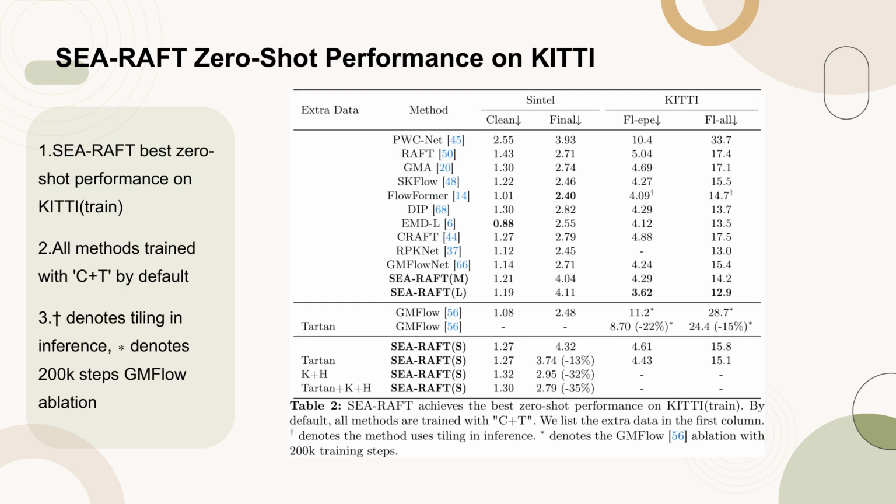Table 2 highlights SEA-RAFT's superior zero-shot performance on the KITTI training dataset. All methods are standardized with C+T training by default, with additional data noted in the first column. The symbols and asterisk operator indicate methods that use tiling during inference, and a 200K step ablation of GMFlow, respectively. This table underscores SEA-RAFT's effectiveness in achieving top results without the need for extra data, showcasing the advantages of its mixture loss and architecture design.